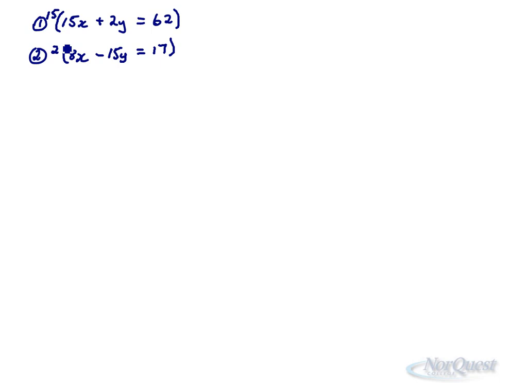So multiply equation 1 by 15. So 15 times 15 gives us 225x. 15 times 2 is 30y. And 15 times 62. Now these are pretty big numbers. That's okay, we have a calculator. 930. Equation 2 becomes 2 times 8x, which is 16x. 2 times 15y to give me negative 30y, and 2 times 17 will give me 34.